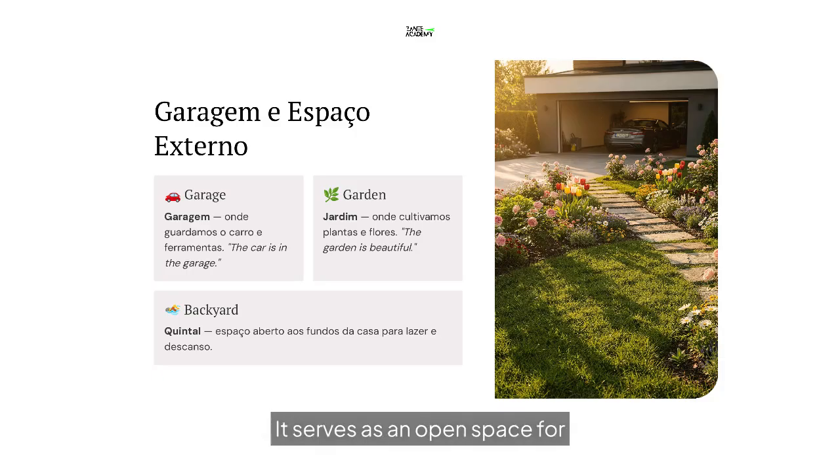It serves as an open space for relaxation and leisure activities. You might say, "The backyard is perfect for barbecues." This illustrates how outdoor spaces can foster family gatherings and create lasting memories. As we continue our journey, let's keep in mind how these areas contribute to our overall living experience. In the next slide, we will explore hidden areas of the home, which often hold their own surprises and functionalities.